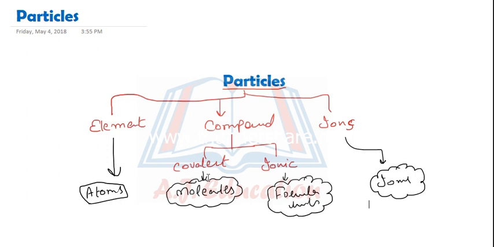Right, now we are done with the particles also. The particles of elements are atoms, the particles of covalent compounds are molecules, the particles of ionic compounds are formula units, and the particles of ions are ions. We are done with the particles over here.